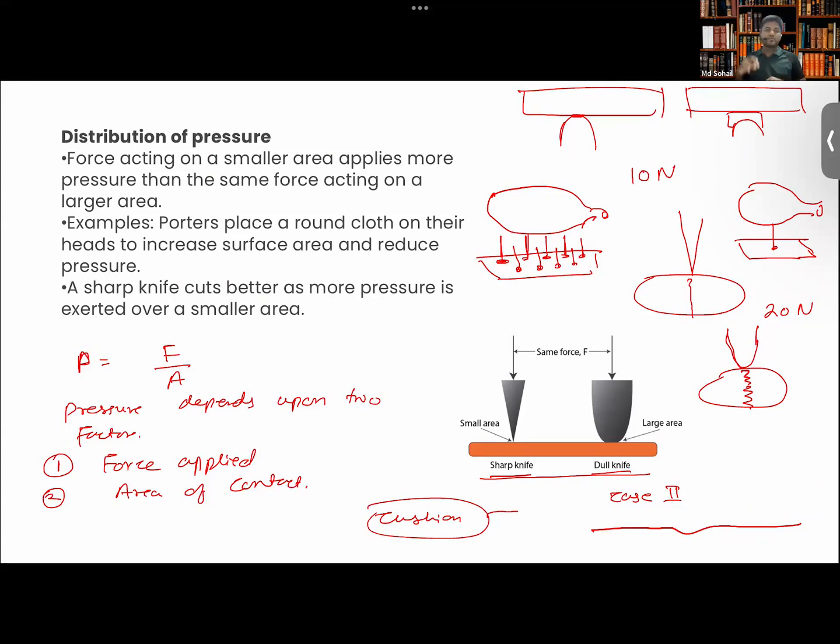The same force is applied on both of the knives, right? So one of the knives is able to sharply cut the object while the other one fails. You are applying the same amount of force, 10 Newton and 10 Newton here, right? But due to the surface area, the impact is different. Here the surface area is large, here it's small. So the pressure applied here is less, while the pressure applied here is more.